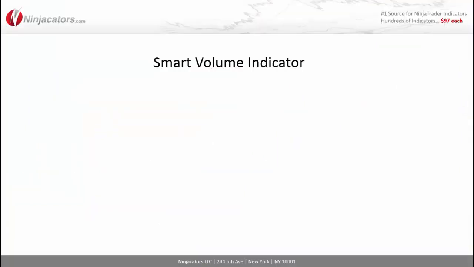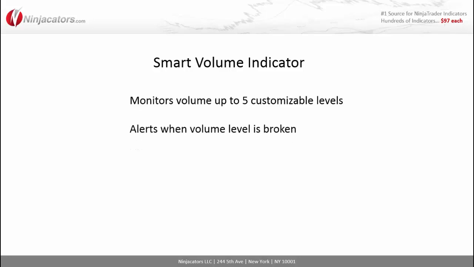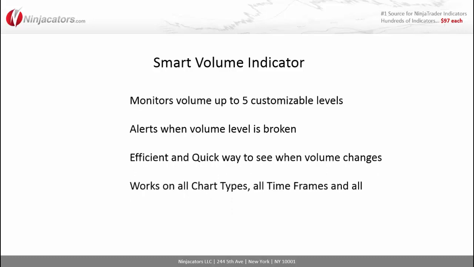The last indicator is a smart volume indicator. Smart volume indicator monitors up to 5 customizable levels, so we can actually set levels to monitor when volume hits that. It can give us an alert, so you can have up to 5 customizable levels. And when the volume level is broken, it's going to give you an alert. It's a very efficient and quick way to see when volume is changing rapidly. It works on all chart types, all time frames, and all markets: stocks, ETFs, Forex, and futures.